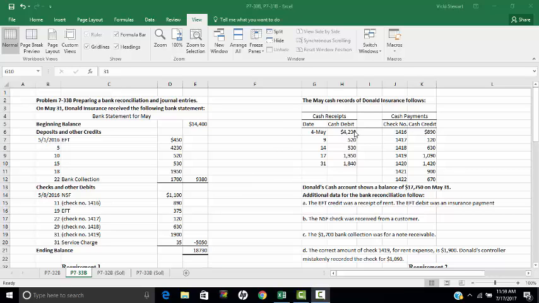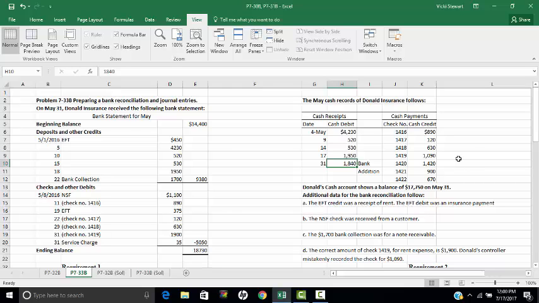So we go to our cash receipts and we look to see if each one of these deposits showed up on the bank statement. We see that the $4,230 deposit cleared, the $520 deposit cleared, the $530 deposit, and the $1,950 deposit did clear. However, we don't see where this $1,840 deposit made it. So that's going to be a bank addition on our bank reconciliation that we're going to complete in just a minute.